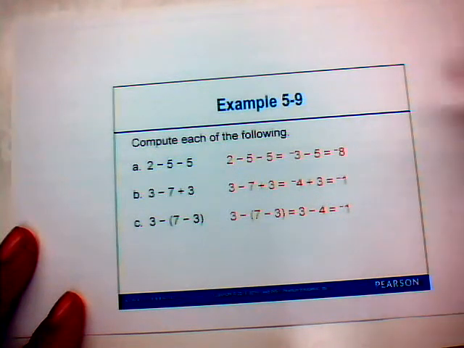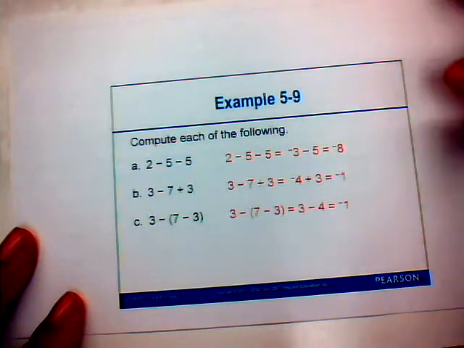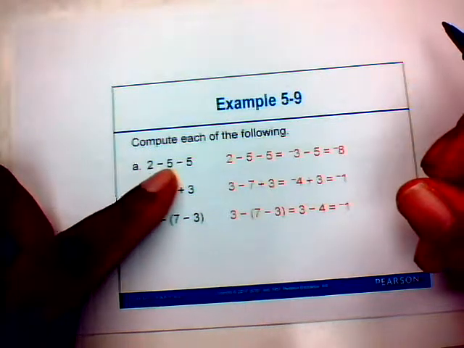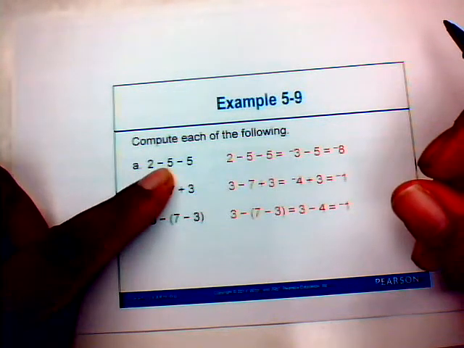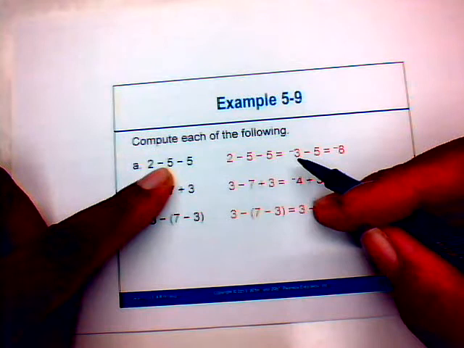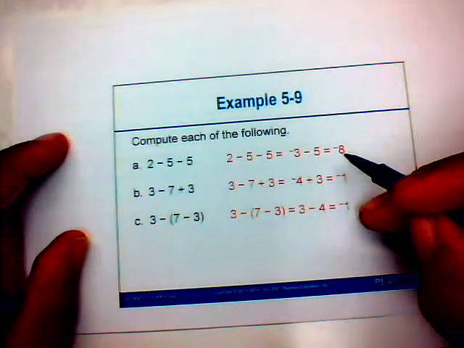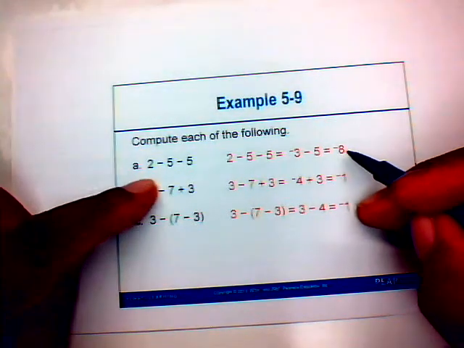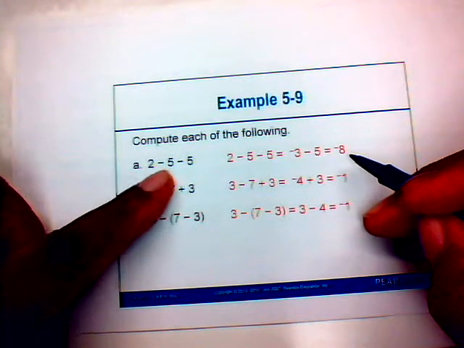So in this case here, 2 minus 5 minus 5. We first do the 2 minus 5, which will give you negative 3. Then negative 3 minus 5 will give you negative 8. So here we're doing the subtractions in order from left to right.